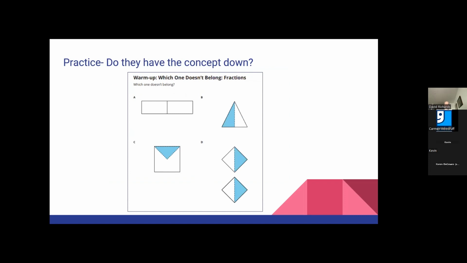Which one doesn't belong? This is what we call an instructional routine. You give the students a group of items that are related or somewhat related, and they think and choose one that doesn't belong, and let students reason it out. So take a look at this and just put your answer in the chat box, A, B, C, or D. Which one doesn't belong?